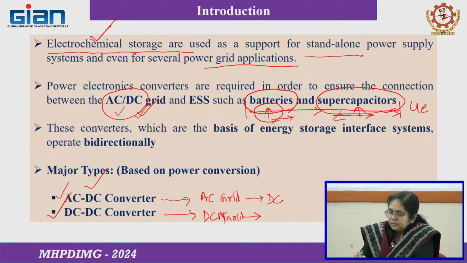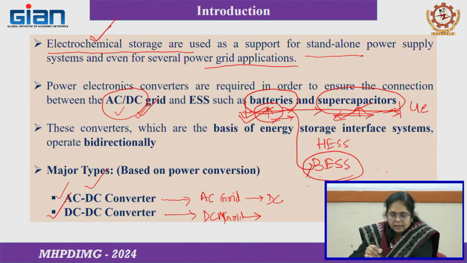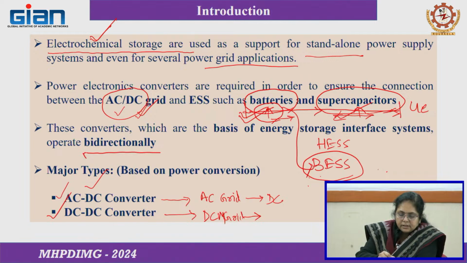I am not talking about hybrid energy storage here, only a single storage, that is, the battery energy storage system. The sizing of this battery I discussed in my last lecture. Now I will talk about the intermediate stage, the power electronics converter, so that we can interface the storage with the grid. The grid can be AC or DC, and it has to operate bidirectionally.